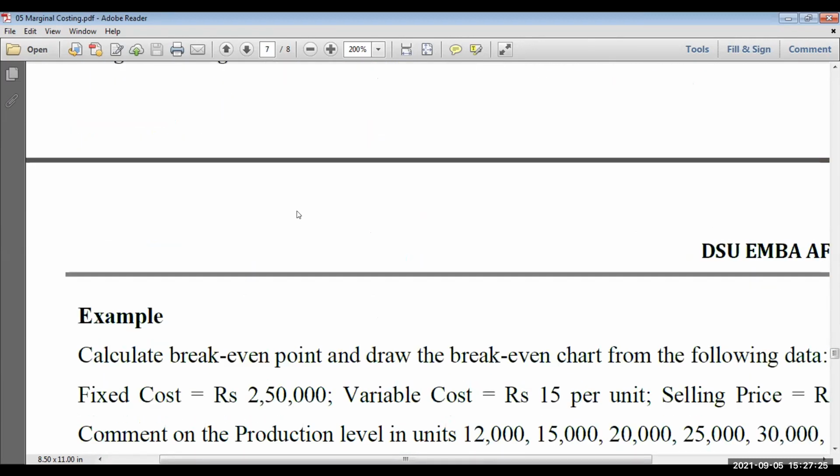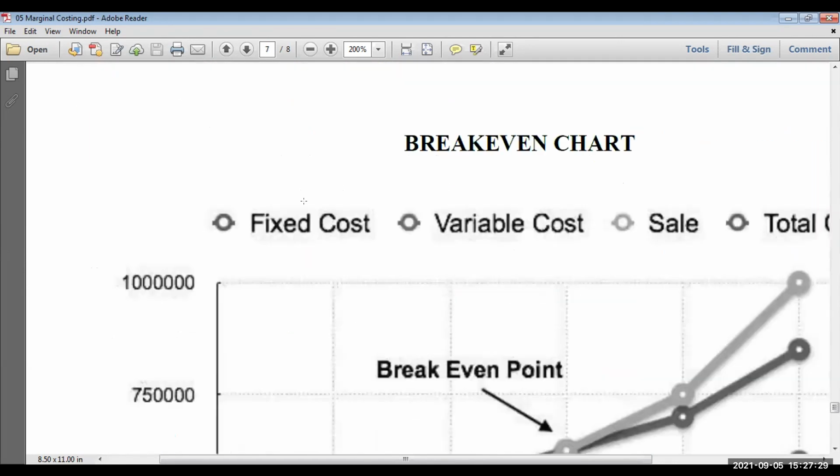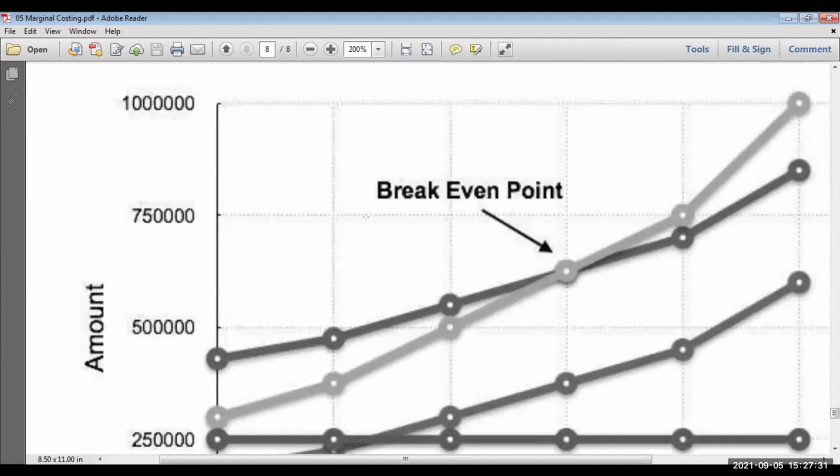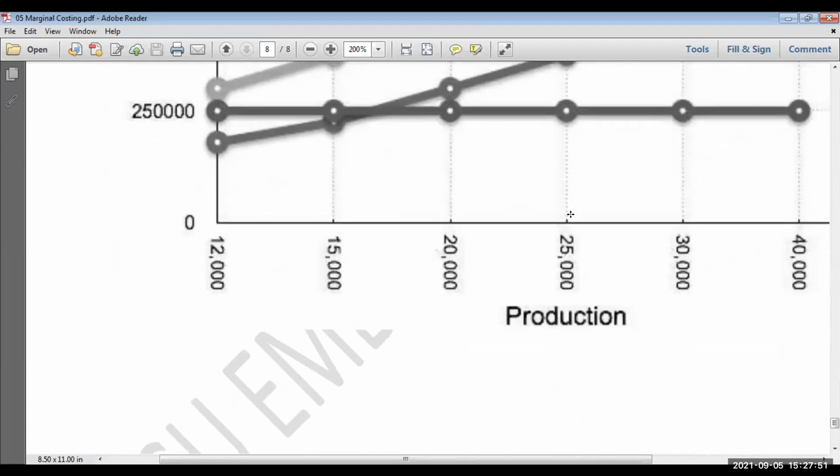Look at this chart. I have a break-even chart for you. Yeah, this is the break-even point chart. Break-even point is a point at which the total cost meets the total revenue of the company. Look at this point. This is the point at which the total cost is meeting the total revenue of the company. That's called break-even point. Okay.